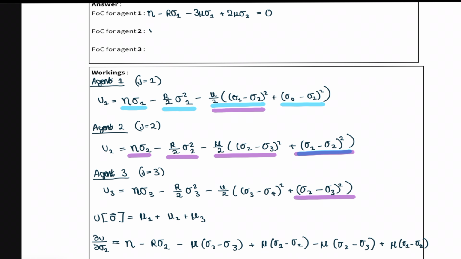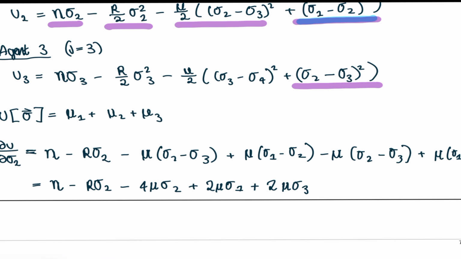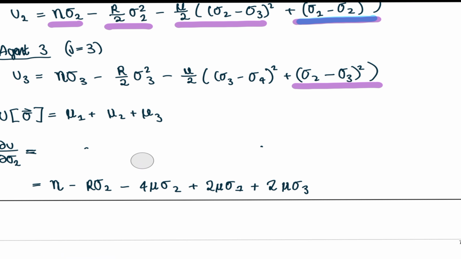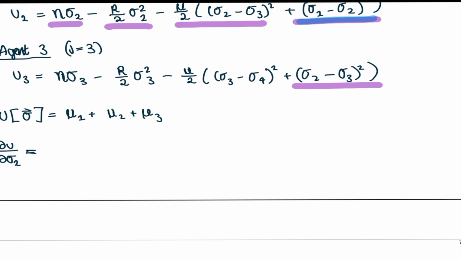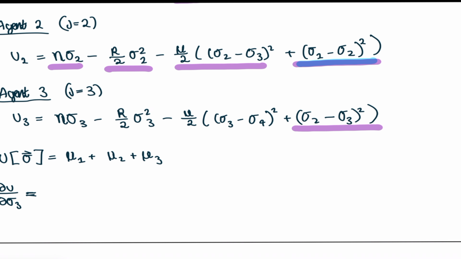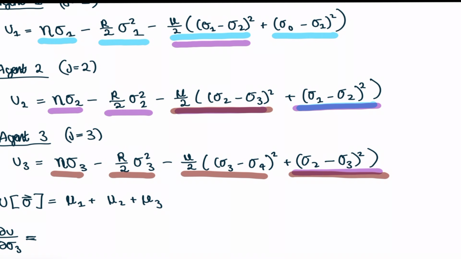So we get eta minus r sigma 2 minus 4 mu sigma 2 plus 2 mu sigma 1 plus 2 mu sigma 3, which is going to be equal to 0. And finally, if we do the same thing to work out the first order conditions for agent 3, we will have to partially differentiate the utility function with respect to sigma 3. And that is going to involve these 5 terms.